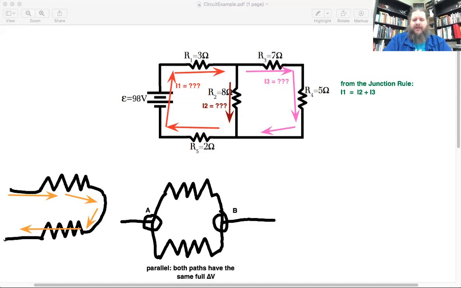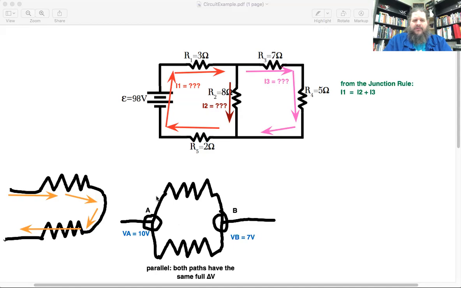The same full delta V, same full voltage drop, because they're both starting at the same high voltage and they're both ending at the same low voltage. So they both get the full delta voltage from A to B. For instance, let's say we know these voltages. Let's say voltage A is 10 volts. And we know that voltage B is 7 volts.